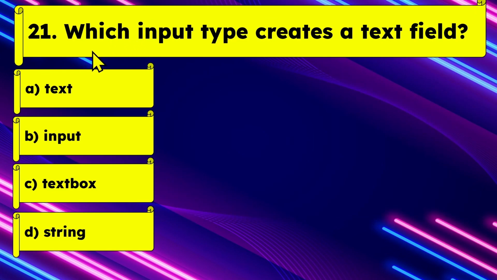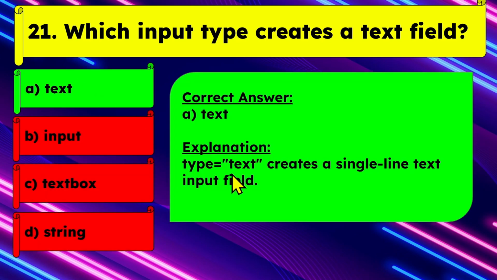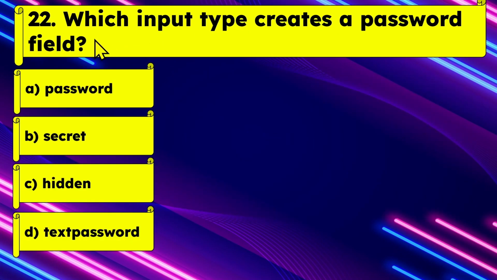Our next question is, which input type creates a text field? So in order to create a text field, which input type we have to use? Option A text, option B input, option C text box, or option D string. So here the correct answer will be option A. As you can see, type equal to text. If you write type equal to text inside an input tag, then we will create a single line text input field.